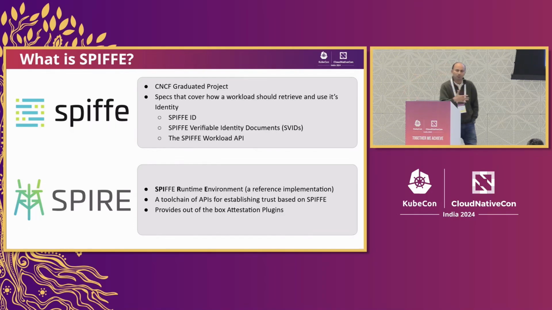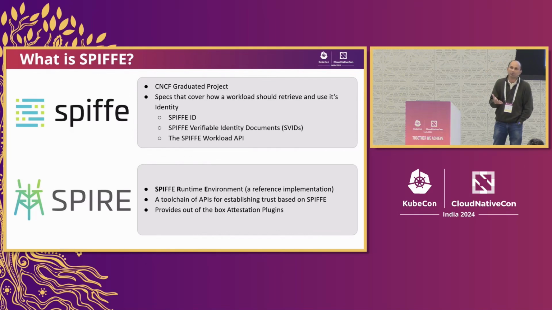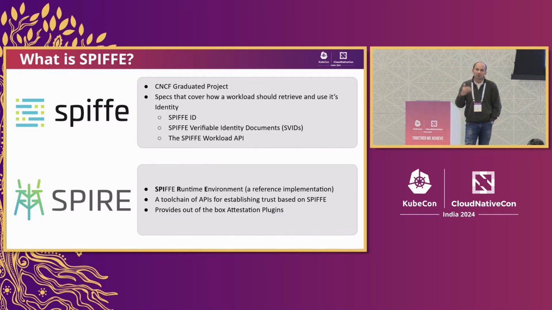And then there is the SPIFFE Workload API. They have also standardized on a set of APIs, so that if any other implementation comes in, it needs to follow this set of APIs itself. And SPIRE is actually the SPIFFE runtime implementation, or reference implementation, for SPIFFE. It's the most popular one out there, but there are others; I know of one other organization that has implemented its own implementation of SPIFFE. But basically, SPIRE is a reference implementation. It's a toolchain of APIs for establishing trust based on SPIFFE.